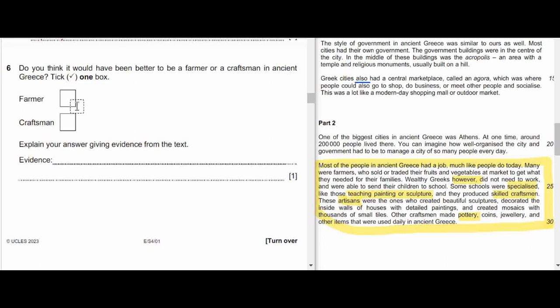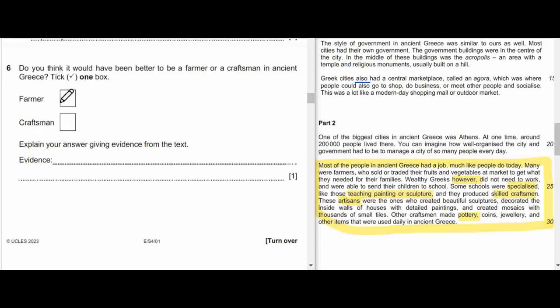Well, the answer for this is an open answer. You can answer farmer and give the correct evidence, then you will be considered as correct. Or you can answer craftsman and give correct evidence, then you will be considered as correct. So we just give one example that we choose a farmer.